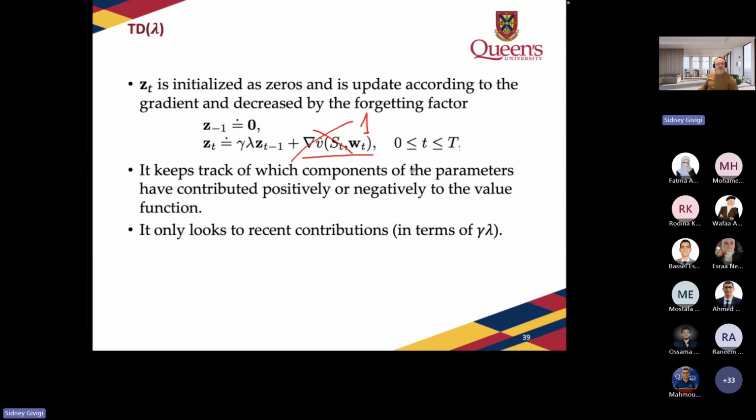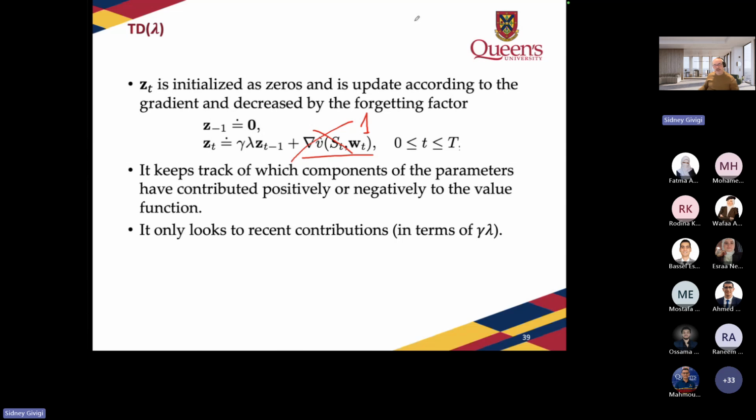So these parameters are going to generalize the visits that we have. And this is going to include whether we have contributed positively or negatively to the value function, because this is going to be linked to how the value function is going to be updated, right? It's going to be linked to the value that we are going to get in the TD error, for example.